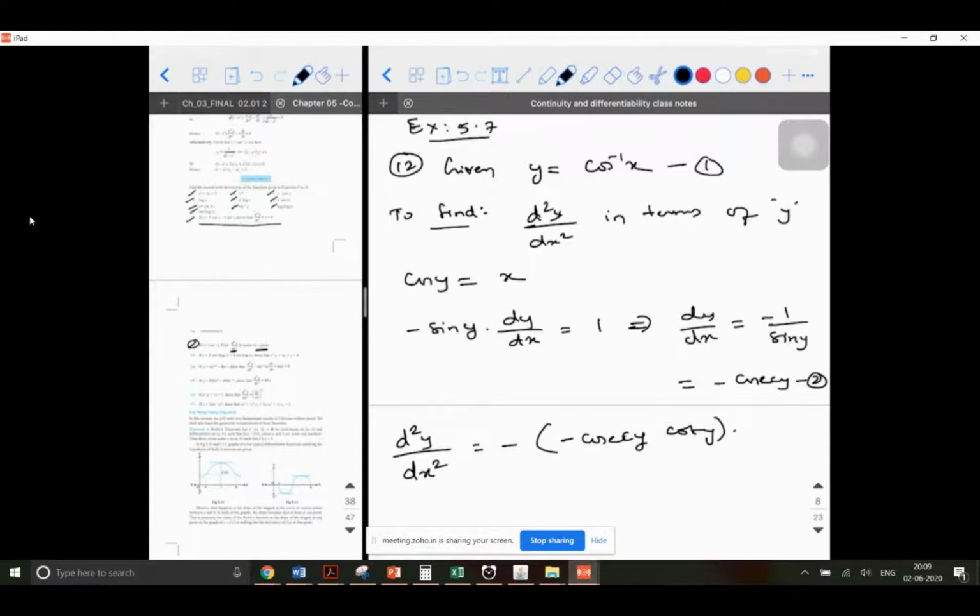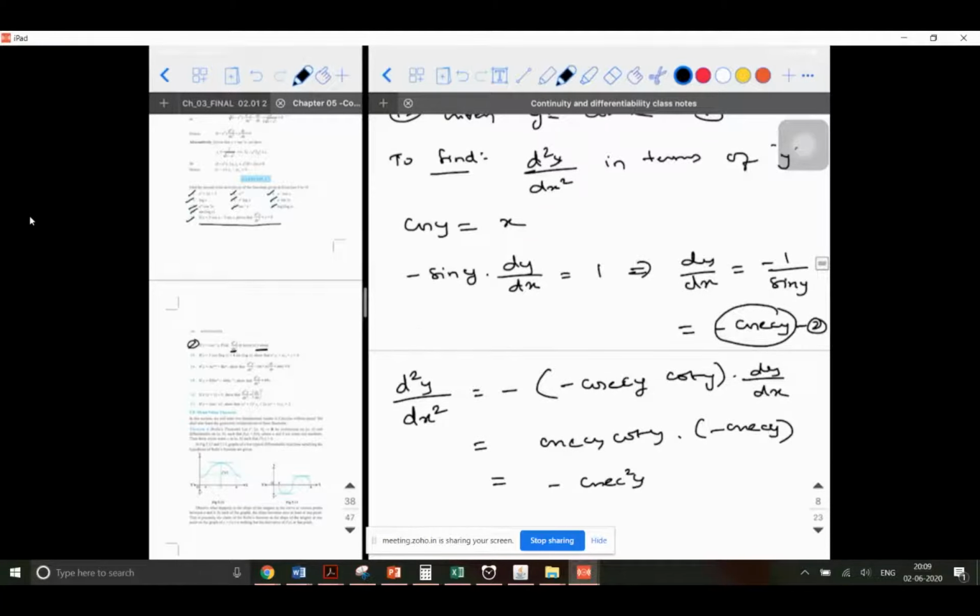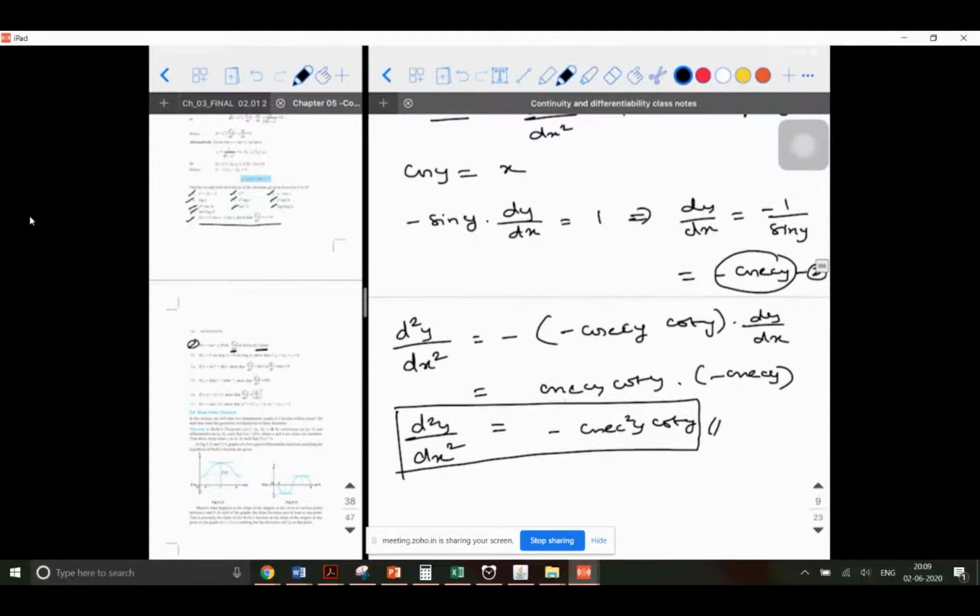Is that all? Varun, you are saying something. Into dy by dx. That's right. So this is going to be minus cosecant y cot y into dy by dx, and dy by dx is already minus cosecant y. So what is going to be the answer? It is going to be minus cosecant square y cot y. If anybody is having a textbook, just check the answer. So this is the value of d square y by dx square in terms of y. Right? This is the answer given.